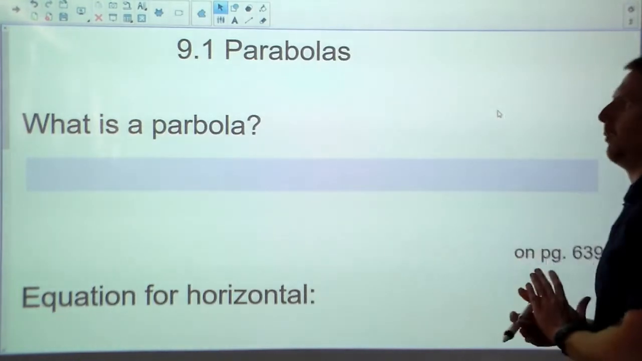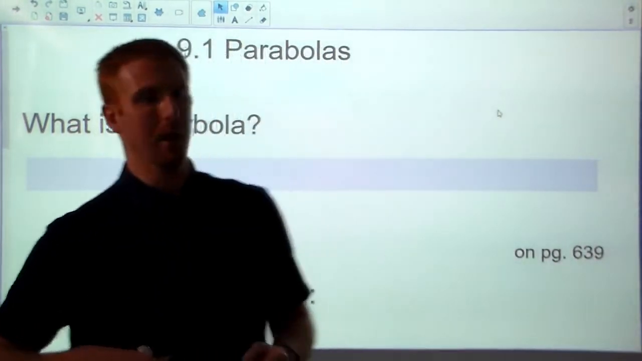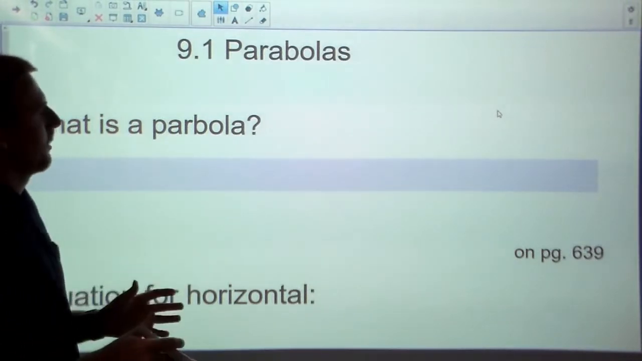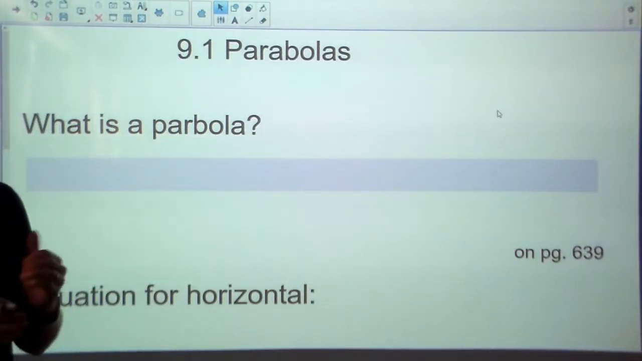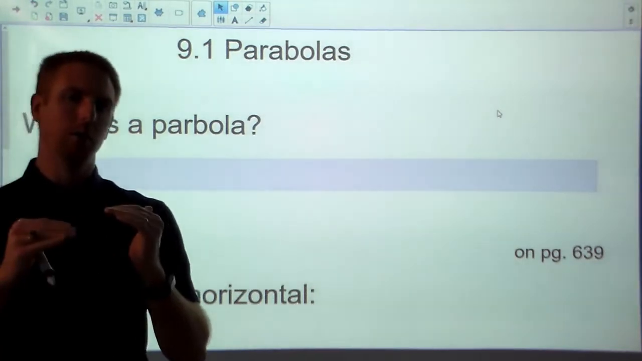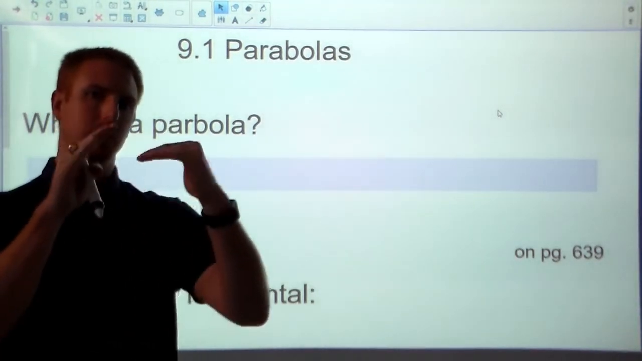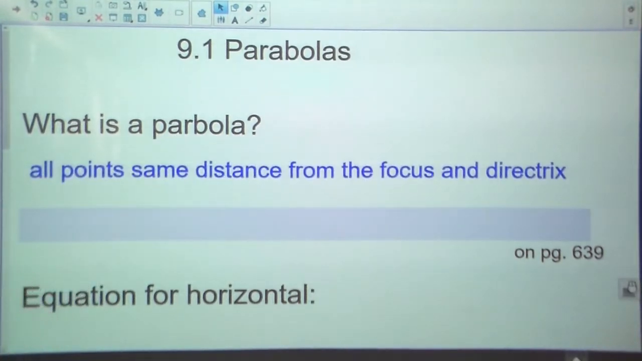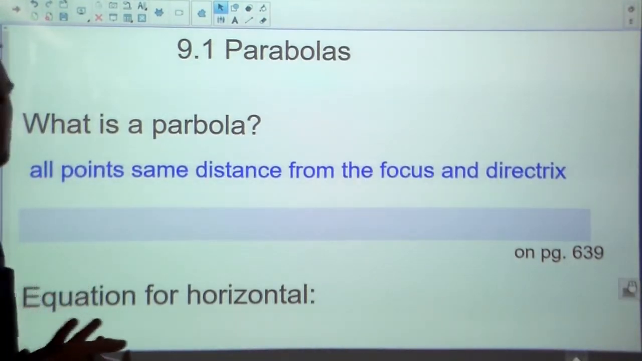So section 9, we want to continue to talk about parabolas this time. We did circles, and now parabolas are also in the same section. So what is a parabola? I asked you a similar question about a circle. Well, a parabola is all the points that are the same distance to a focus and a directrix. So let me uncover that: all points the same distance from a focus and the directrix.